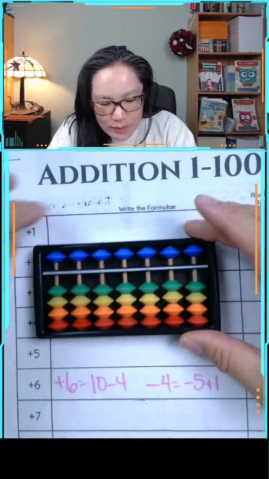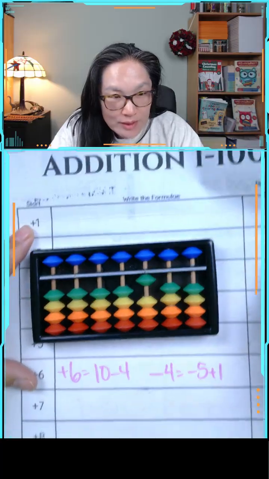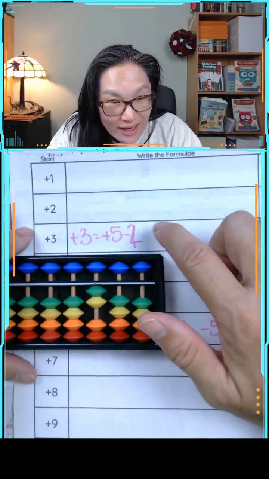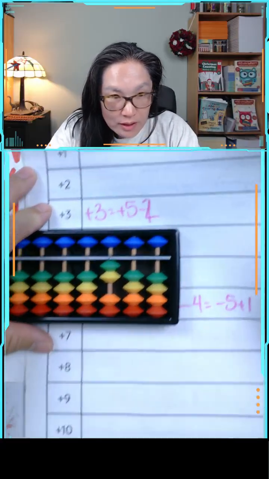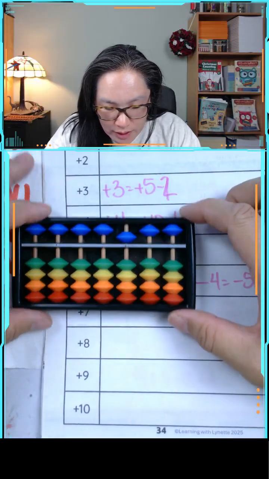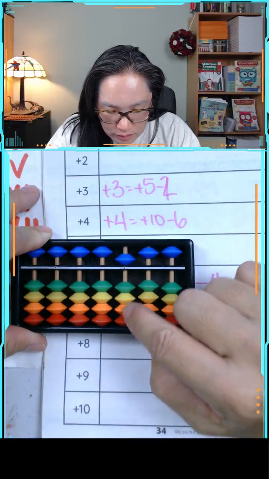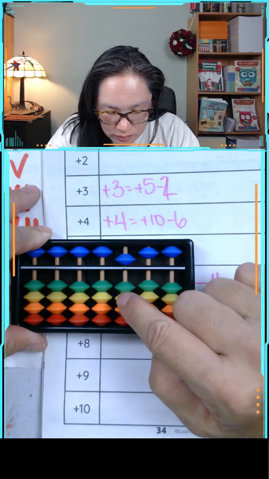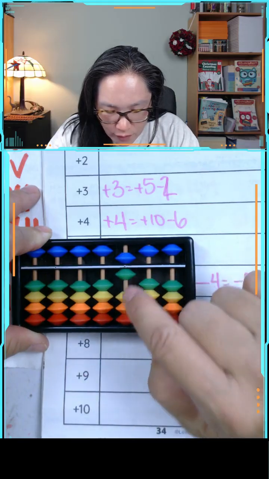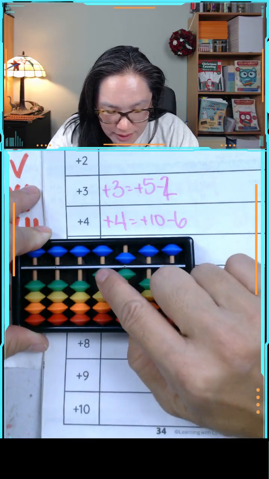So what it is, we add the 1. We're going to add 1 on the abacus. We want to add 2, so we add the 2. And then we add the 3. Can't add the 3. So guess what? You're going to have to use a formula: plus the 5 minus the 2. And then we add the 4. It's plus the 10 minus the 6.